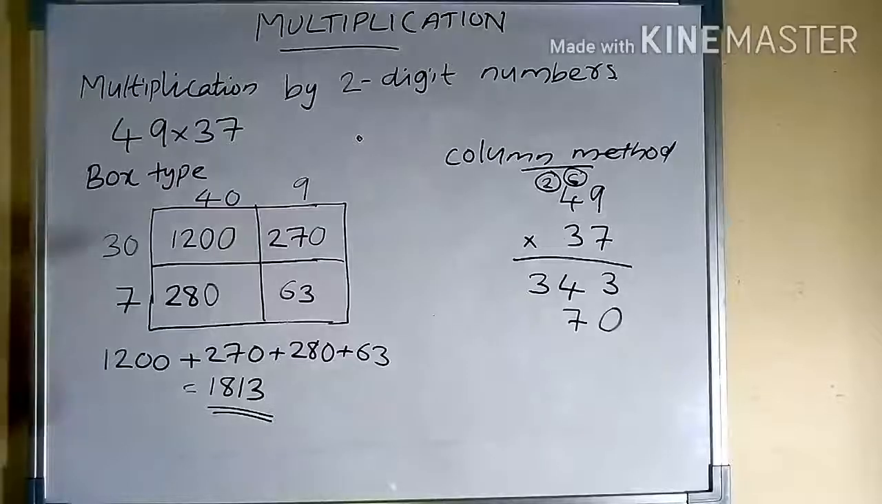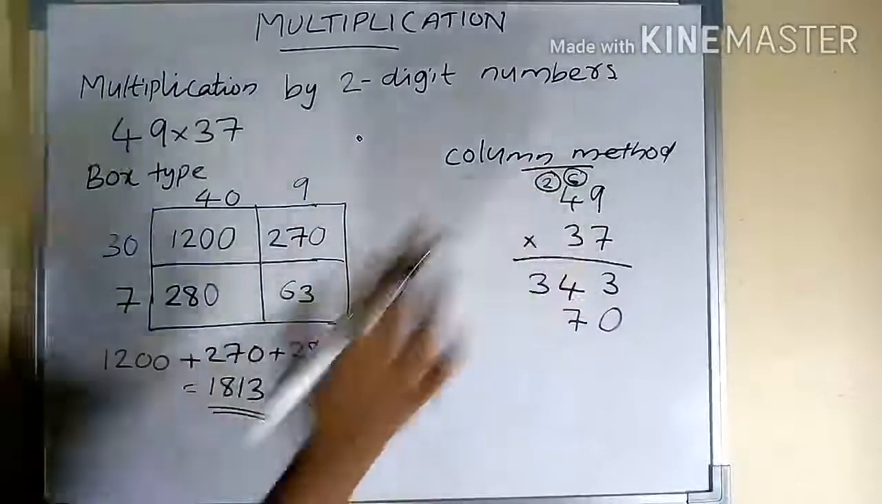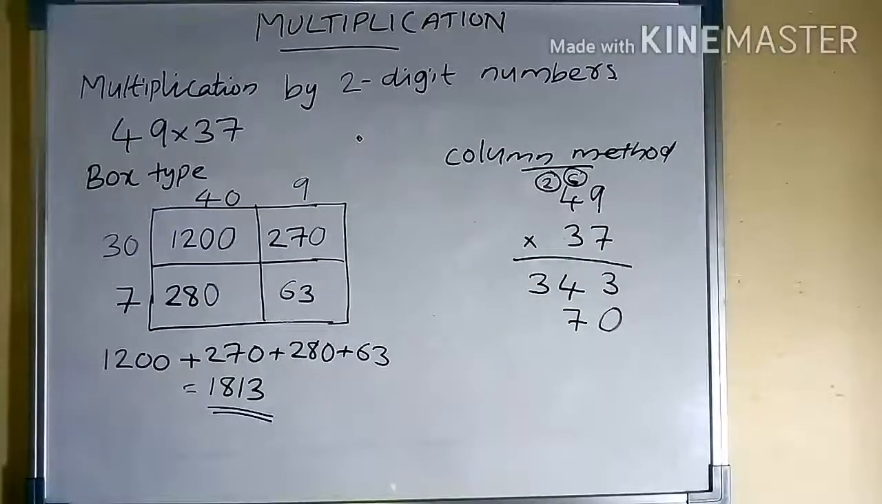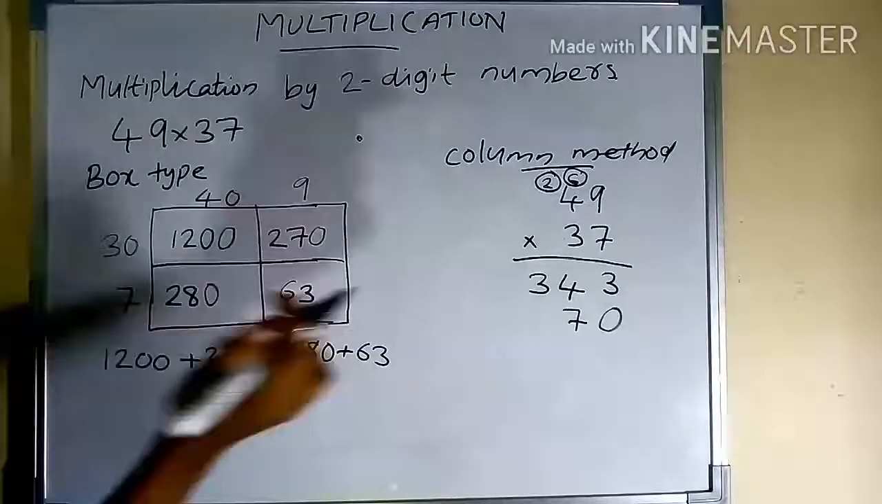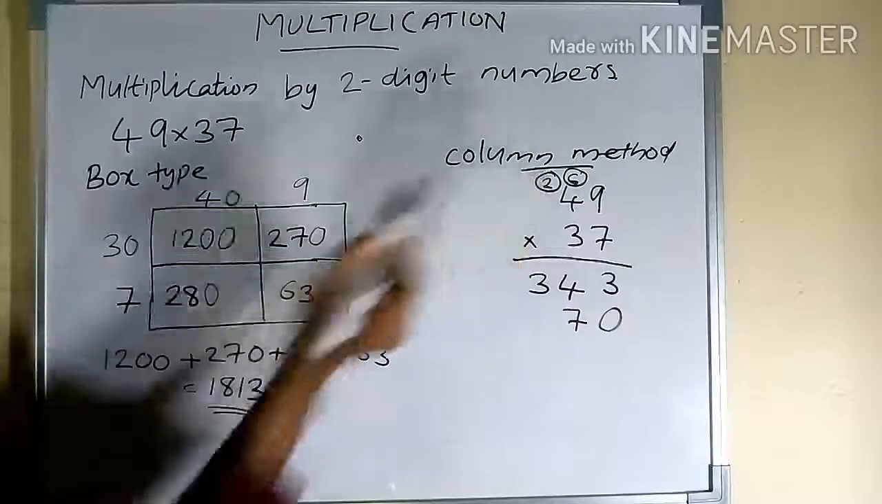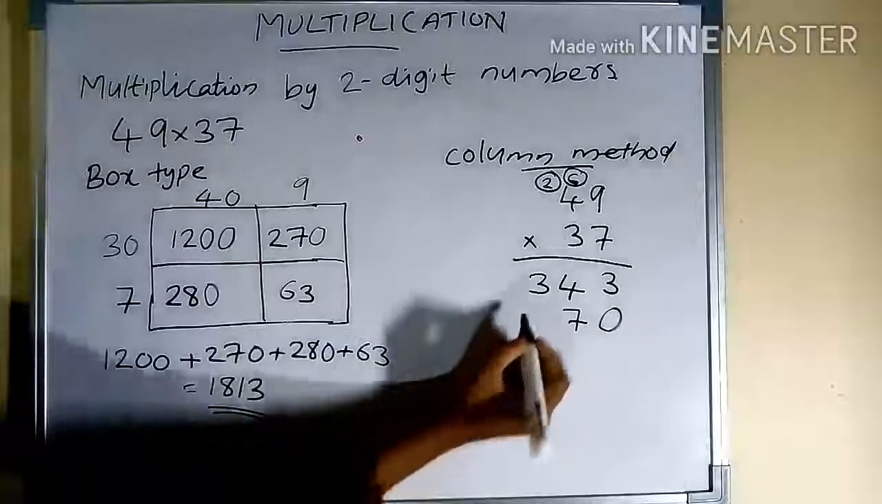Okay. Next we multiply 4 into 3. What is the answer? 4 into 3? 12. 12 plus this carried over 2. So what is the answer? 40.